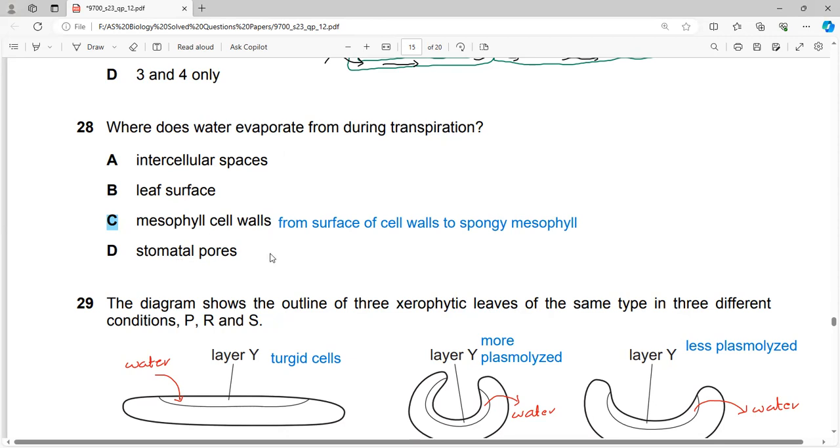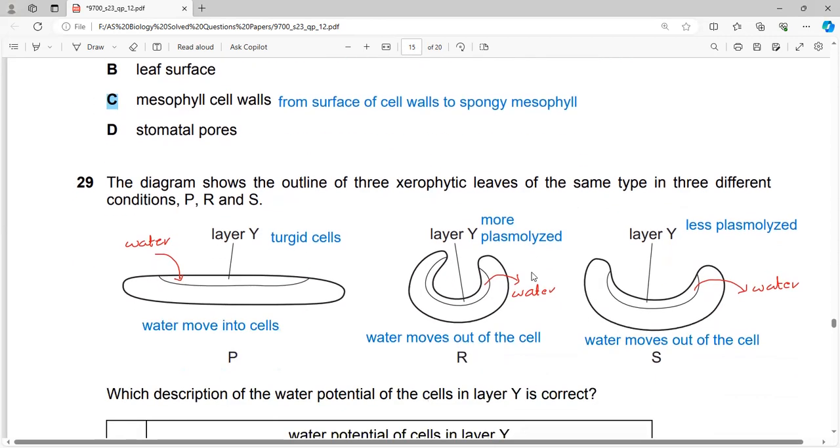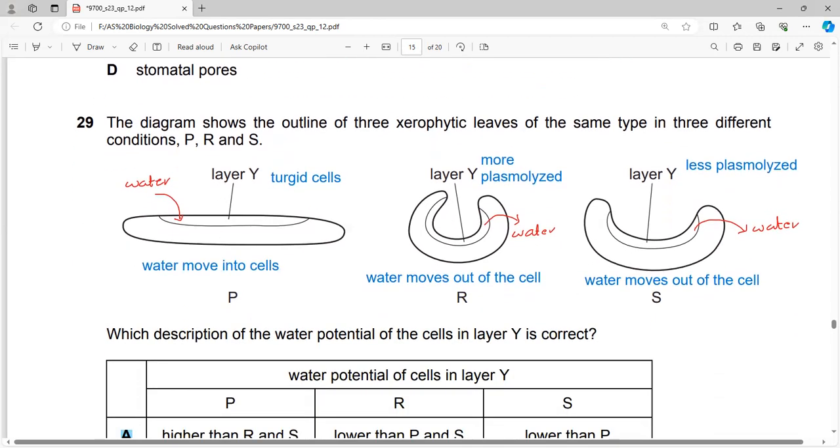So what is correct? If the water is evaporating from the cell surface, within the cell, it is part of transpiration, and this part of transpiration is called evaporation. So that's why C is our correct option. We're going to proceed to the next question here.